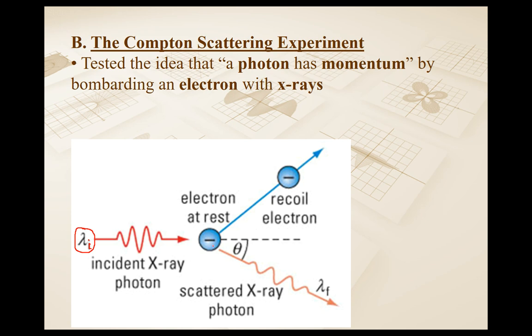This is pretty much the same thing as the lab that we did in class with the air table, where we took one puck and launched it at a stationary one, and we tried to create that collision where the two things spread apart. So if we fire this X-ray photon, and that electron moves, that tells me that a photon must have momentum.